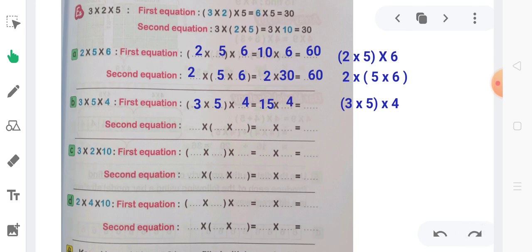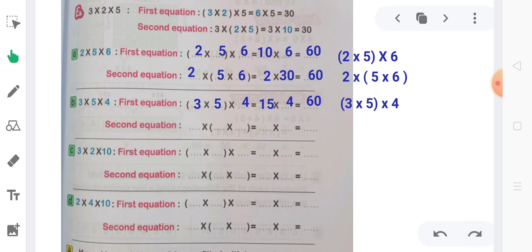15. Get inside the parentheses first. 15 times 4 equals, we can get it like this. It's equal to 60. But we can use repeated addition. 15 is repeated 4 times. 15 plus 15 equals 30. Again, 30 plus 30 equals 60. So the answer is 60.